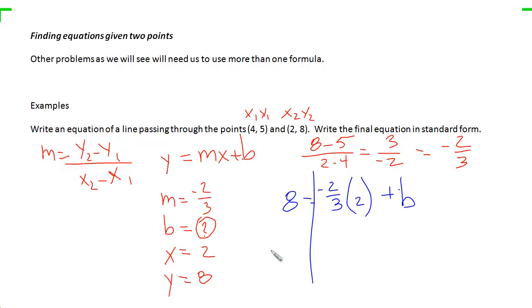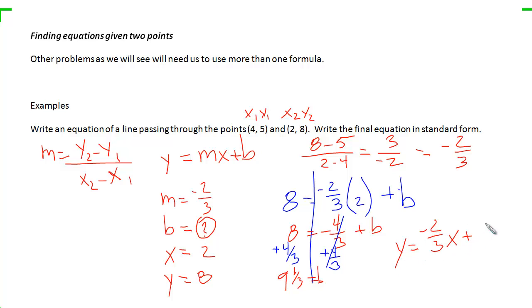And then we begin to solve. So I have negative 2/3 times 2 is negative 4/3. And then we will add that to both sides. So that's going to leave me with 4/3 is 1 1/3, so that's going to be 9 1/3, and there's my b value. So I'll rewrite the equation. Y equals negative 2/3 x plus 9 1/3. That's our equation of a line through those 2 points.